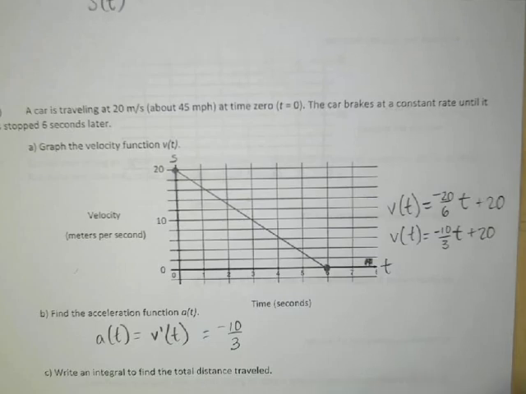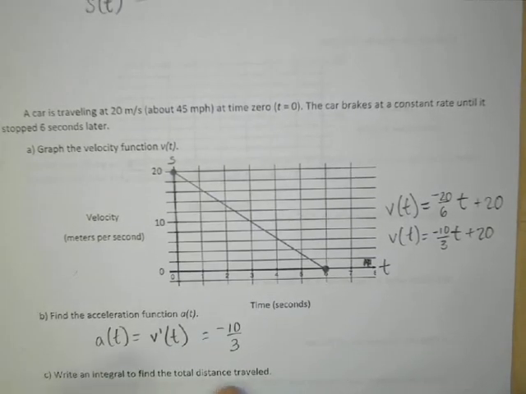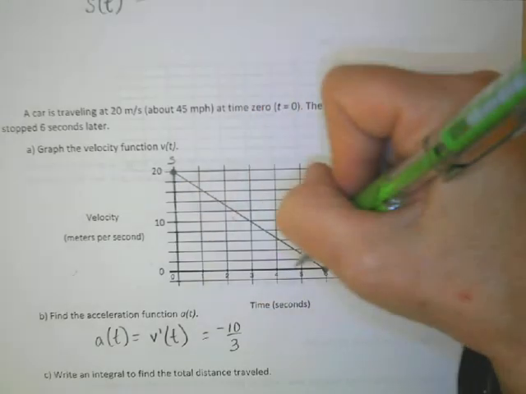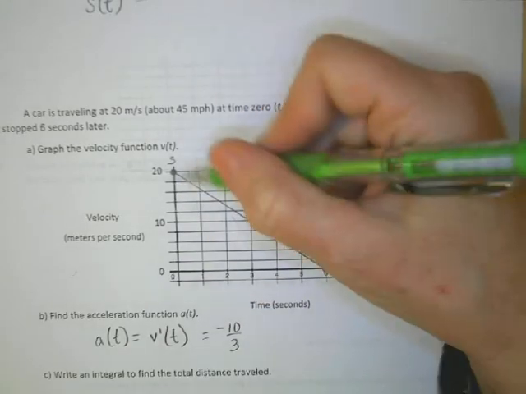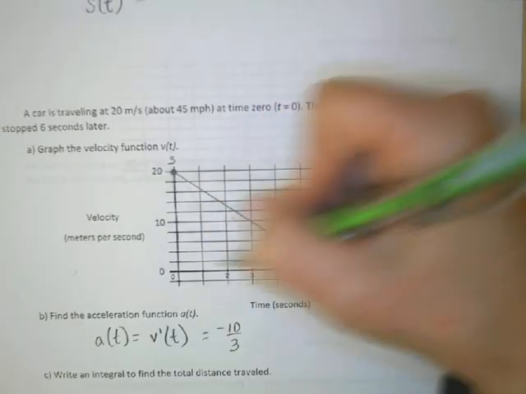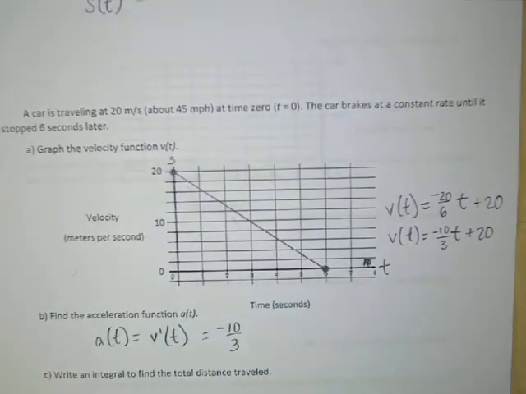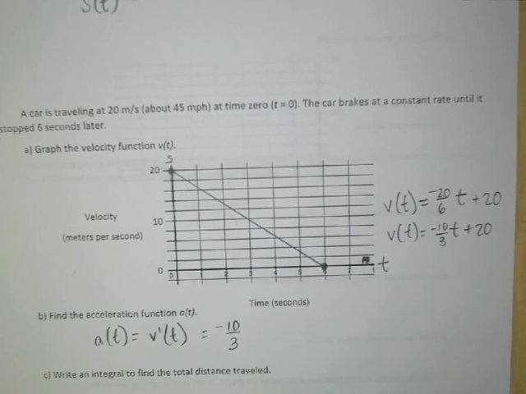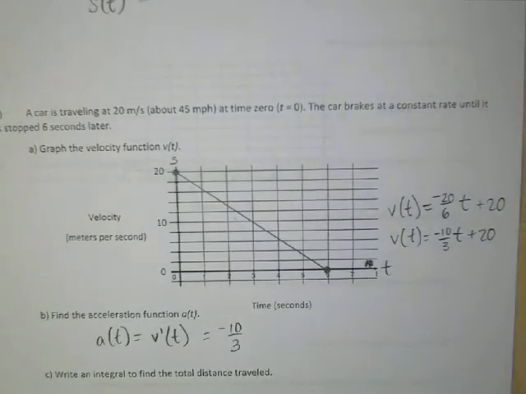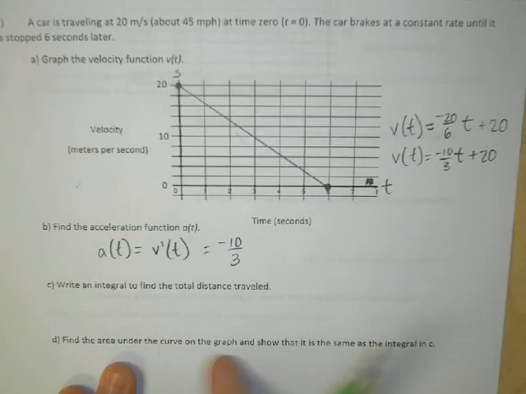All right, write an integral to find the total distance traveled. So the total distance, again, is the area underneath the velocity curve. So we could actually figure that out by finding the area of this triangle, or we could do it by writing an integral. Find the area under the curve on the graph and show, oh, so then that's the next question. Question D, find the area under the curve on the graph.